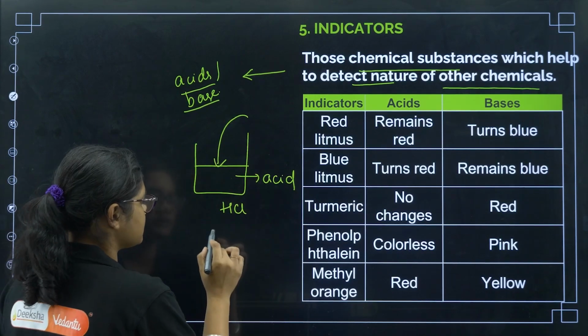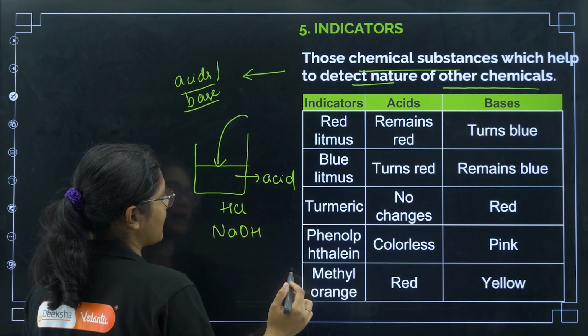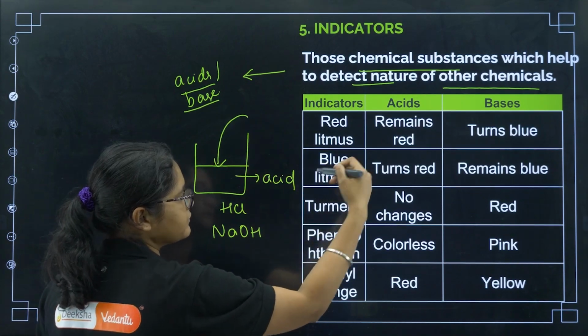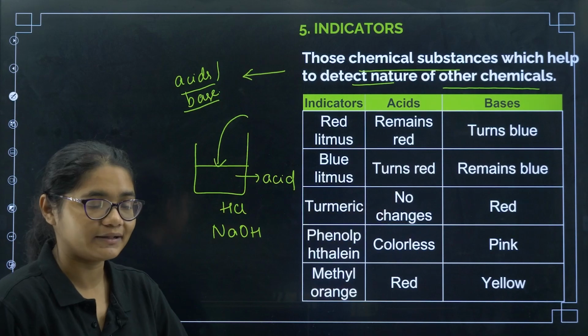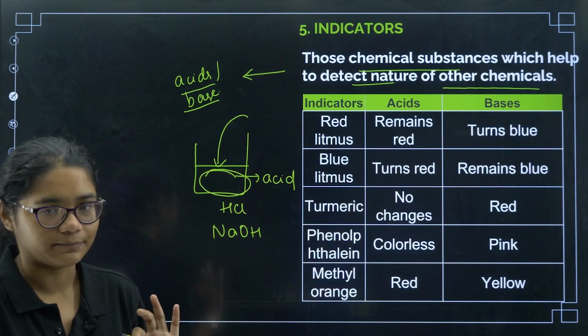But if this solution is a base, NaOH, then in that case what will happen? The red litmus will turn blue in color. So by that we can know whether this solution is basic or acidic in nature, right?